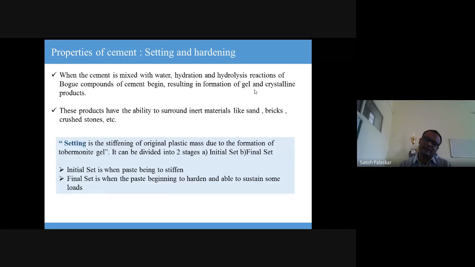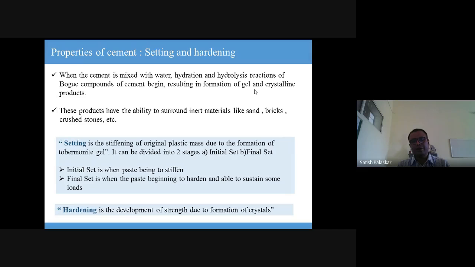In second year concrete technology, you have studied the initial setting time and final setting time. During the initial setting time, the concrete can be molded to any shape. Okay, but during final setting, it cannot be molded. Okay, the same thing is explained over here in the two points. Initial set is when the paste begins to stiffen, and final set is when the paste begins to harden and is able to sustain some load. Okay.